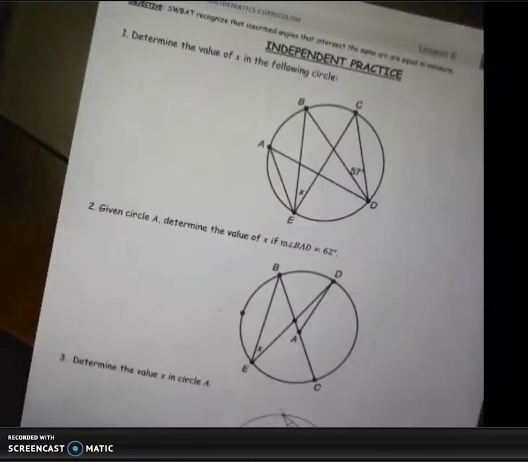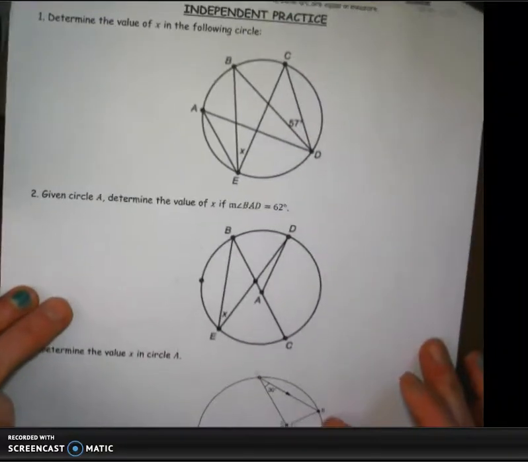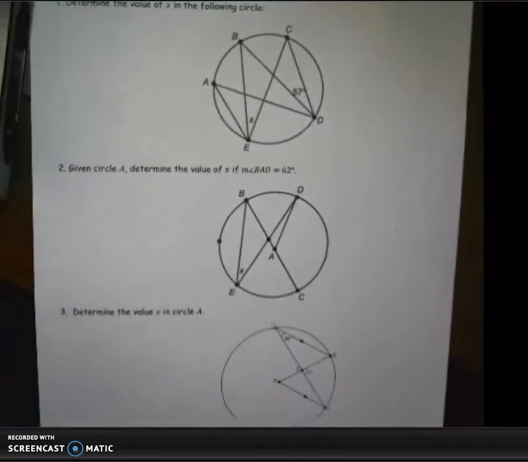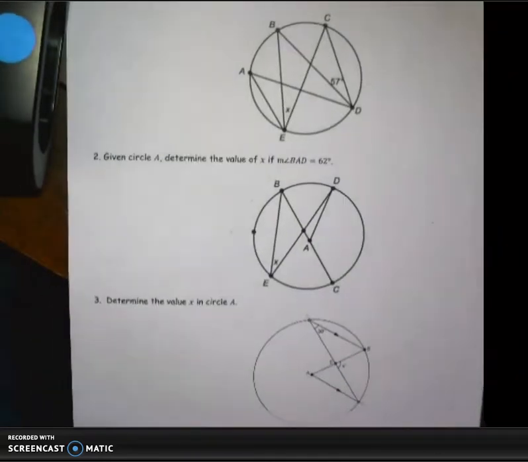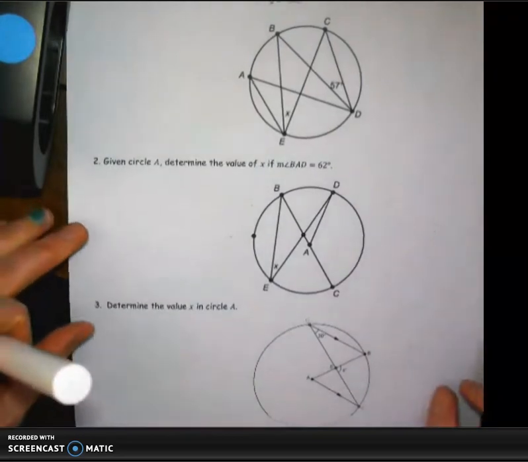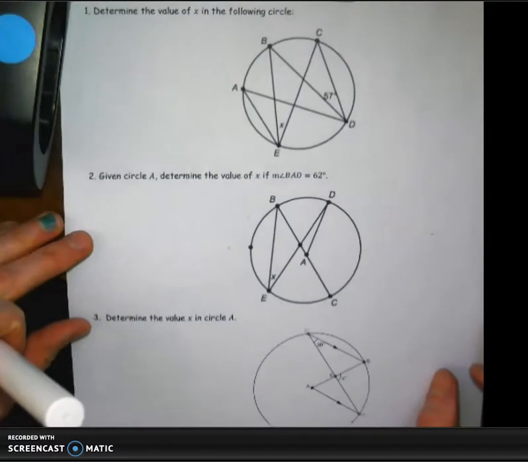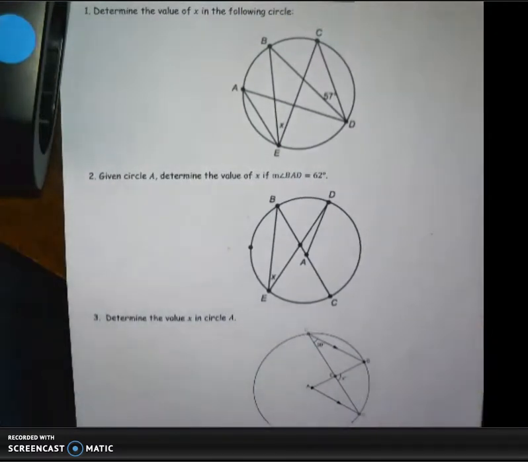So now you guys are going to do the independent practice, which is right here. So make sure you copy, complete the whole packet. Again, try these out, do the best you can, and when you're done, don't forget to take a picture of your work and submit everything to your teacher in Canvas.